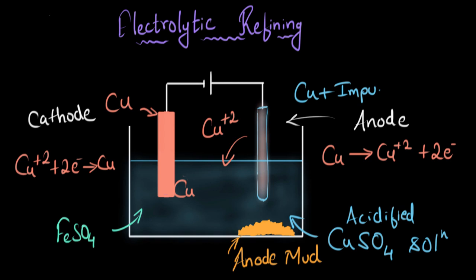So see, if you pass electricity in this case, first of all, copper ions will definitely come into the solution from anode. But iron sulfate, this will also dissociate now and we will get Fe+2 ions from it. So in this solution, we now have Fe+2 ions and Cu+2 ions. And it might happen that both of these ions get deposited over here on the cathode. So finally, the scene might look something like this. We have copper and iron also on the cathode.